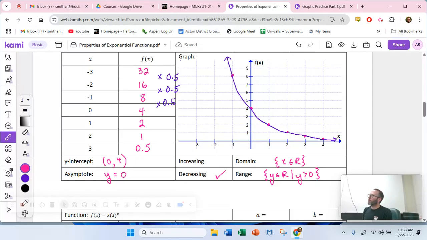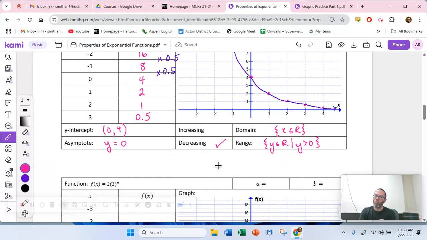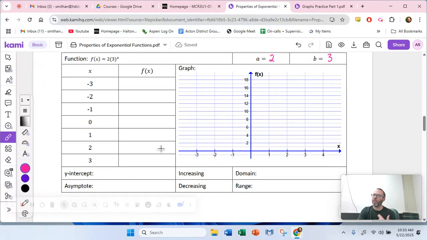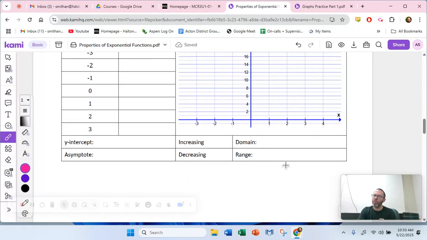Now for this last one, I wonder if you guys could make some predictions about what this graph would look like before we even start. When our a value is 2 and our base is 3. Do you guys think you could use the 3 previous to predict the y-intercept and whether it's increasing or decreasing and what the asymptote, domain, and range would be? I would challenge you to maybe fill in these properties first. And then we'll, of course, do the table values together.